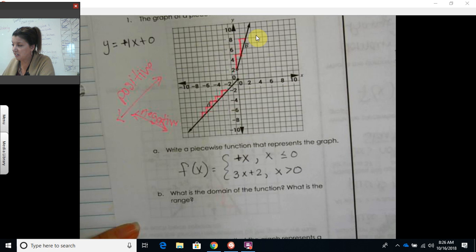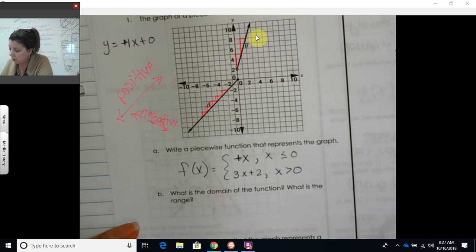Okay, so they both have positive slopes. They both have y-intercepts of 0. But I'm sorry, they don't both have y-intercepts of 0. They both have positive slopes. I just need to re-record this whole video. But I'm not going to, okay? We're going to be mistake-free from here on out.